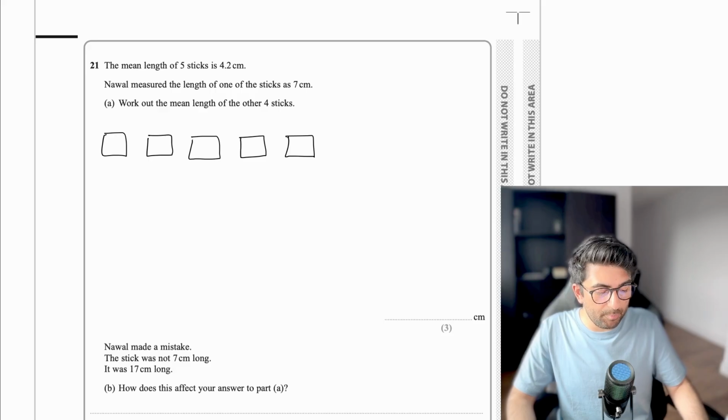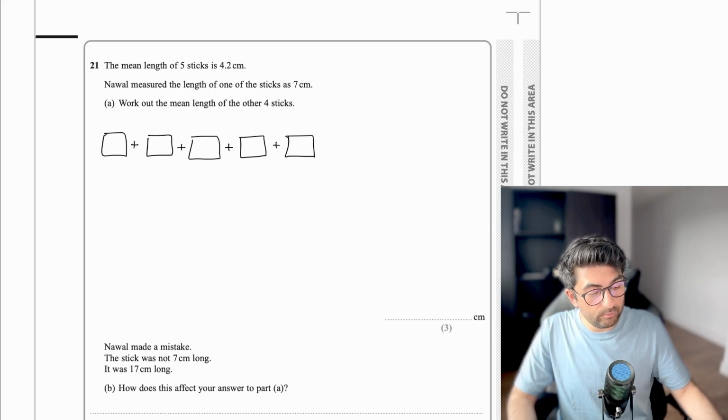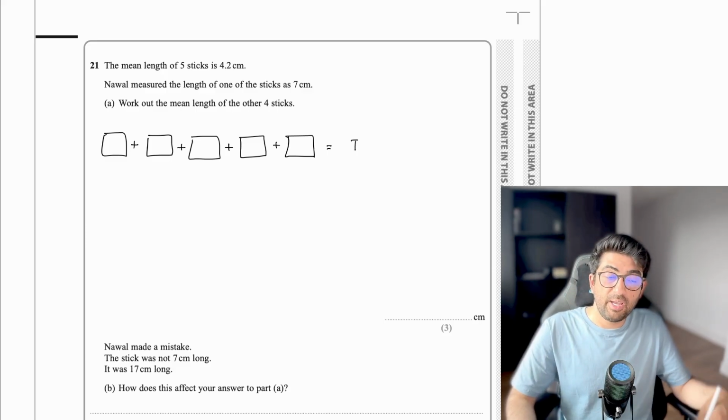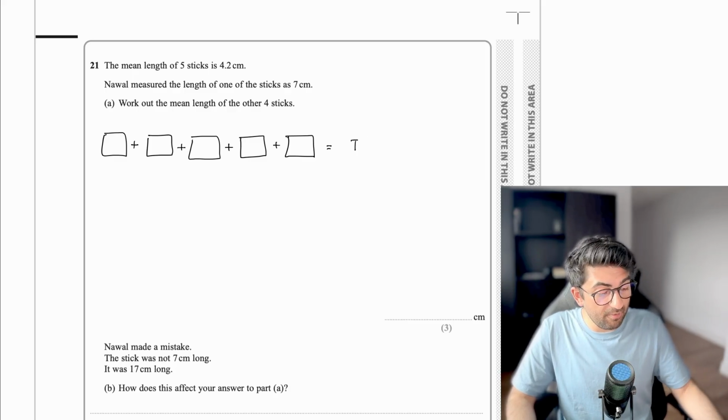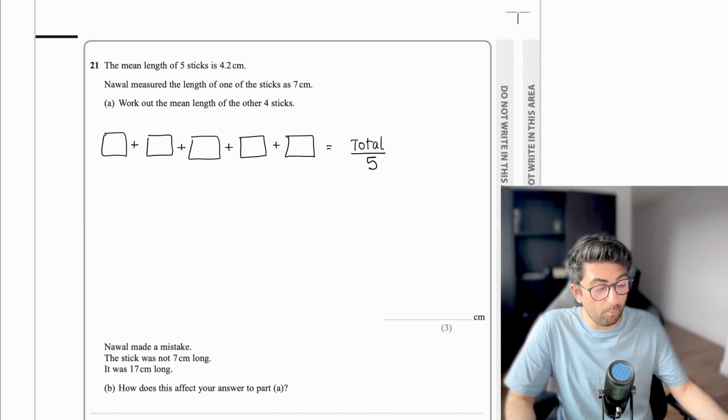Well, we add them up. And we get a total of all those numbers. And then we divide by how many numbers there are. So how many numbers are there? Well, there's 5. So we divide this by 5. And it tells us the mean is 4.2. So that's that one there. 4.2 cm.